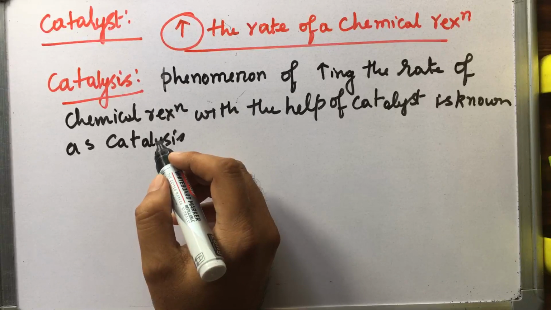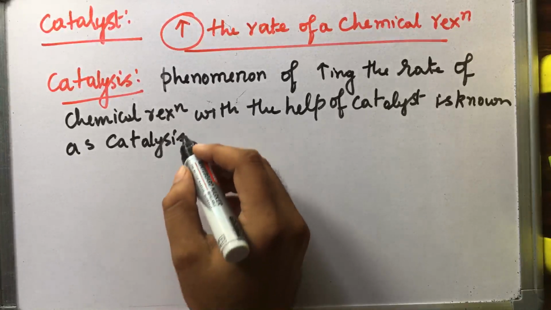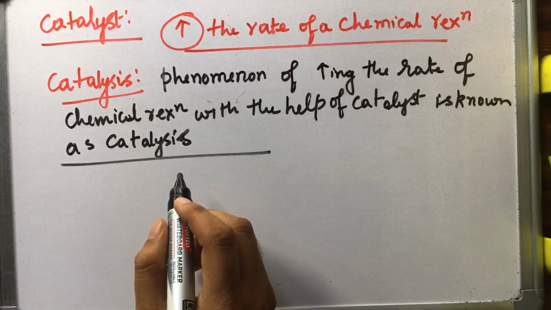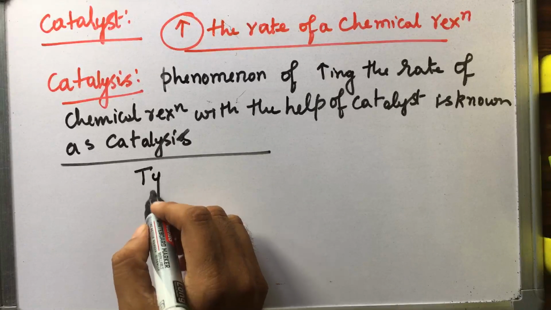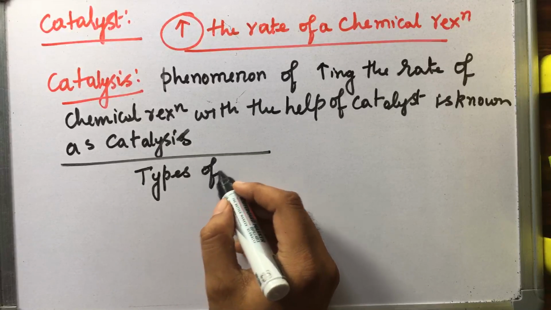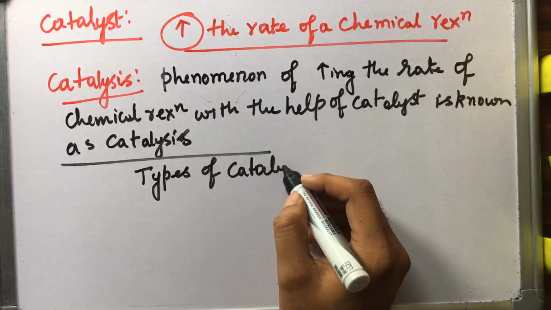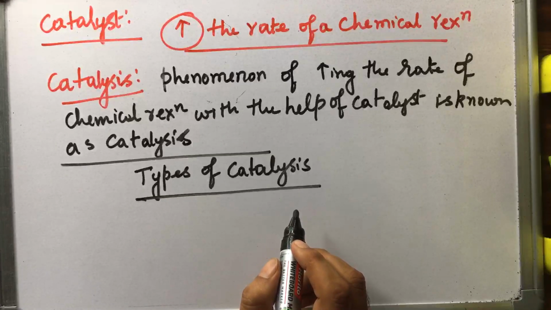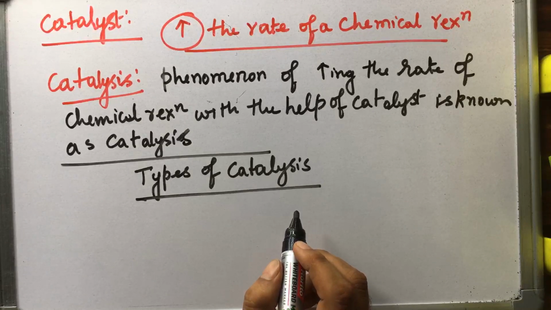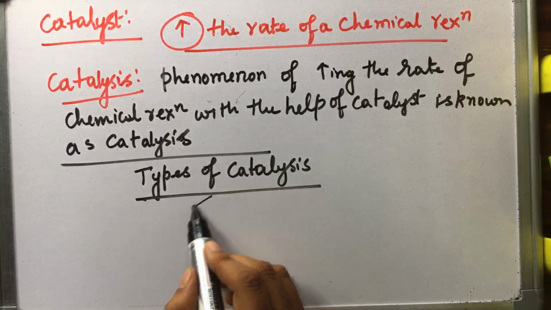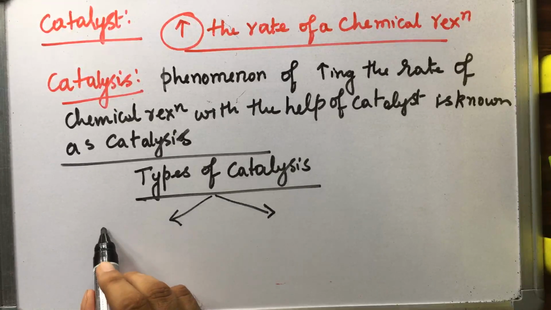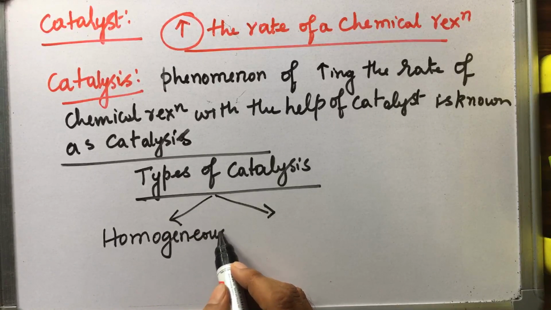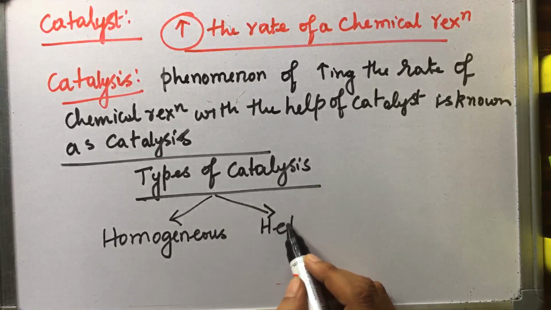Then we classified the types of catalysis reactions. The types of catalysis reactions are of two types, depending upon the catalyst and the reaction mixture. Tell me, students, what all things you studied yesterday under types of catalysis. Depending upon the phase of the reaction medium and the catalyst, we divided this into two categories. One is homogeneous catalysis, and another one is heterogeneous catalysis.